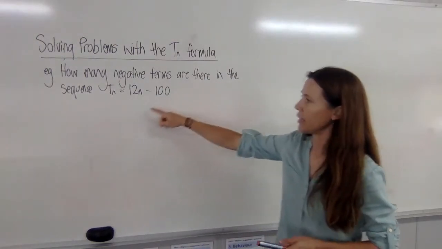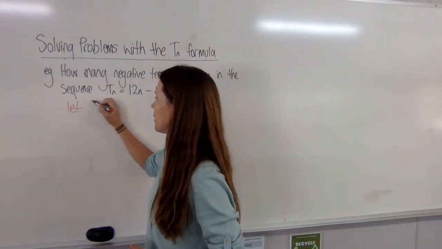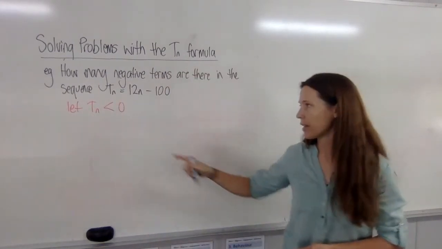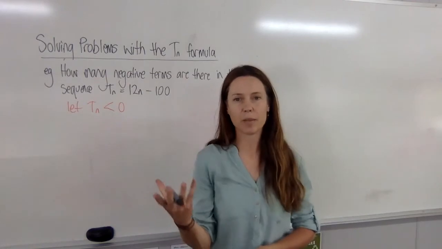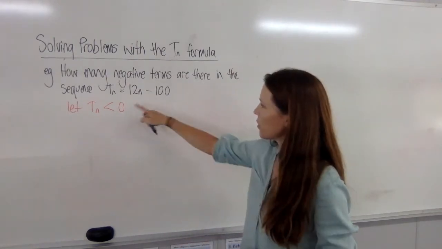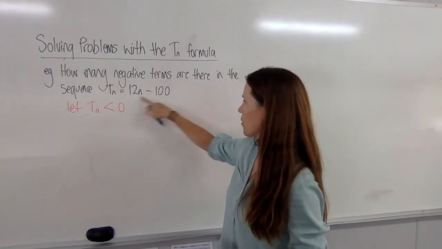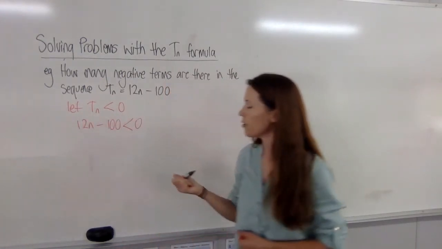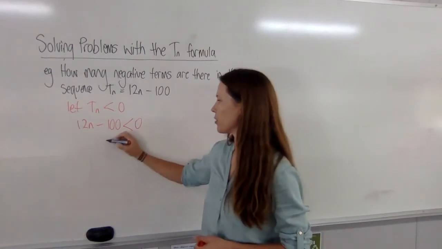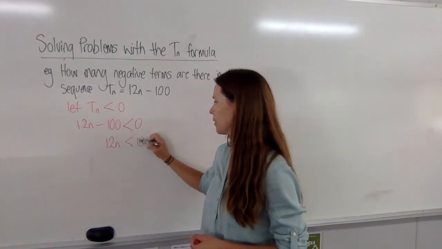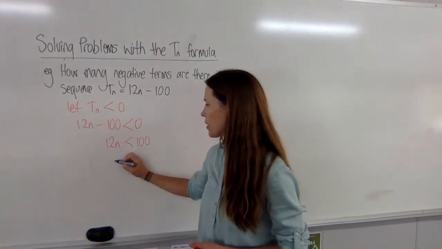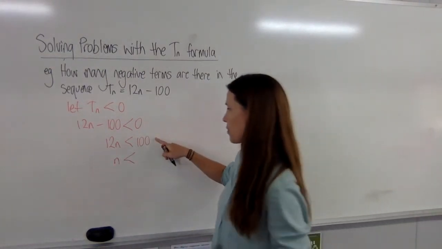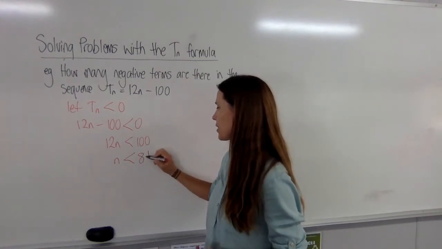Well, we need to just let the nth term be less than 0 and then just see what we get for n and then think about it, make a careful conclusion. So if the nth term is less than 0, then 12n minus 100 must also be less than 0. Now let's solve this, add 100 to both sides. And now let's divide both sides by 12. Now, 100 divided by 12, that's 50 divided by 6, so that gives me 8 1/3.